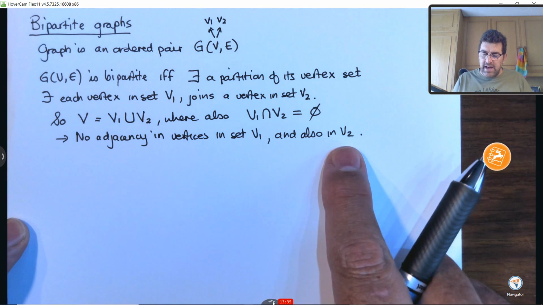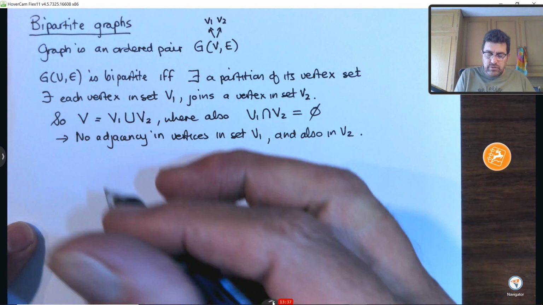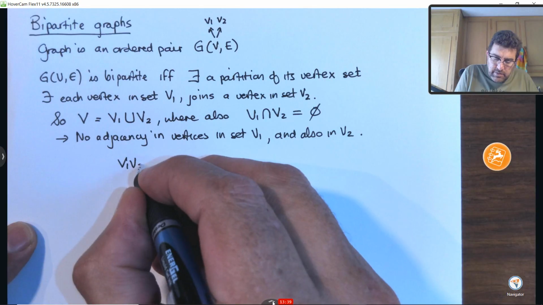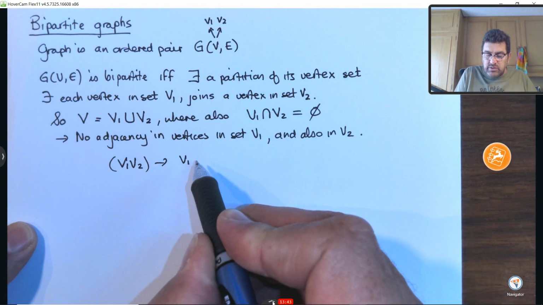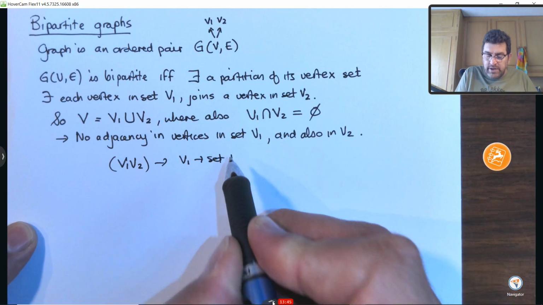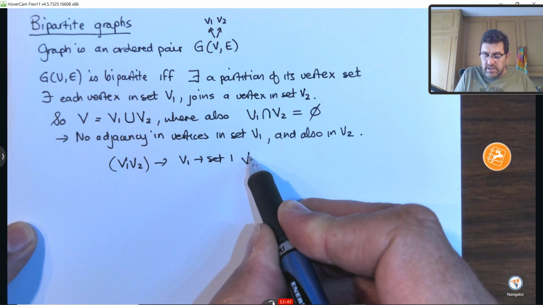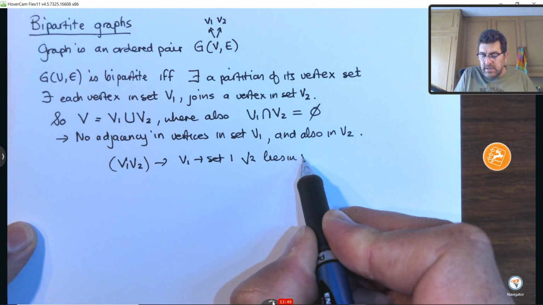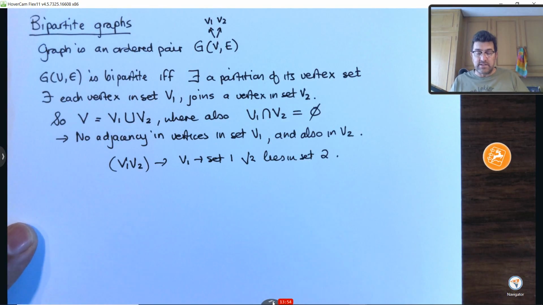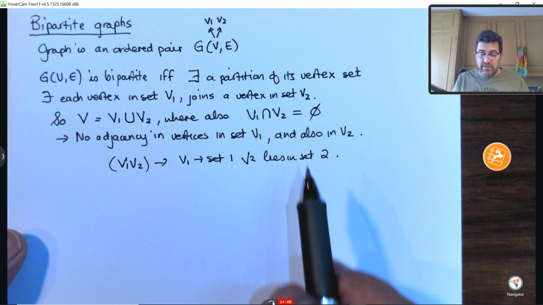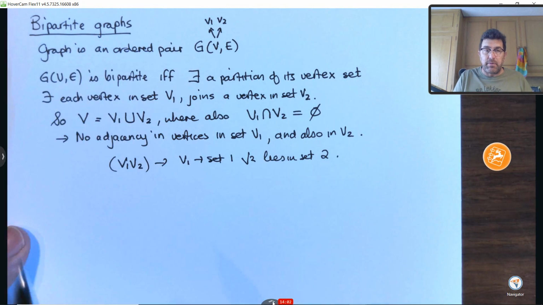If you do have an edge made up of vertex 1 and vertex 2, then vertex 1 lies in set 1 and vertex 2 lies in set 2. They lie in opposite sets if there is adjacency. So if this partition exists in a graph, then the graph is bipartite.